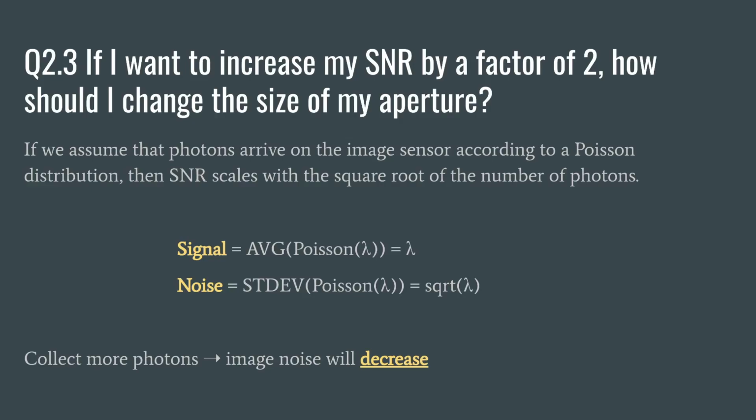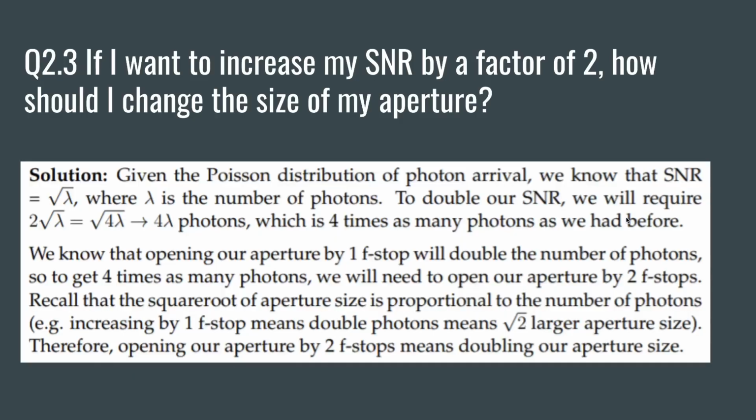Okay, so then we know that we want to increase our number of photons arriving on the image sensor by 4. Okay, so there's a lot of text in the solution here, but we just need to remember that we want 4 times as many photons as we had before. That's right here.